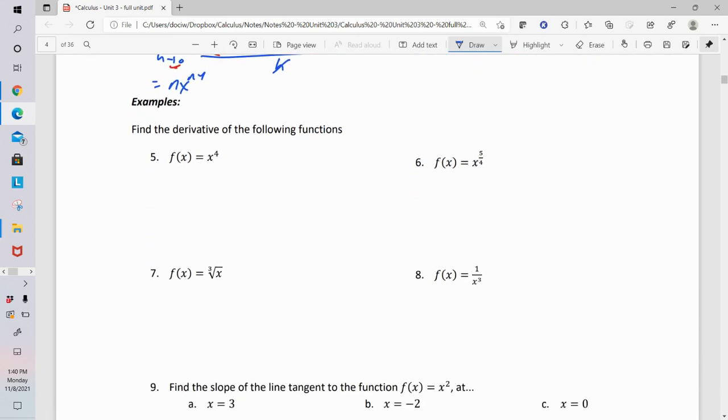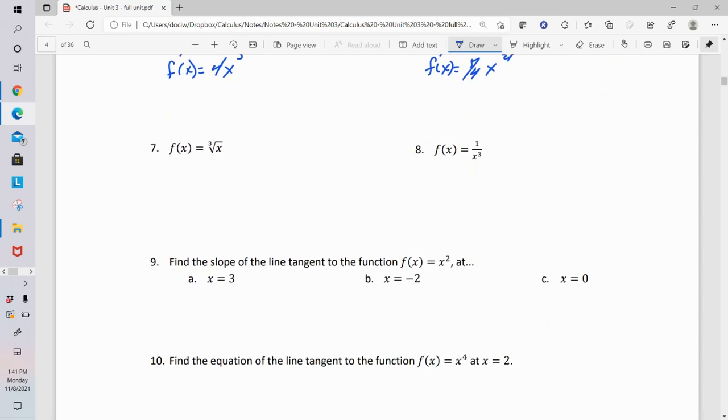So if f of x equals x to the fourth, the derivative of that is 4x to the third. If f of x equals x to the 5/4, the derivative then is 5/4 times x to the 5/4 minus 1. 5/4 minus 1 is 5/4 minus 4/4, or 1/4. So it'll be x to the 1/4.